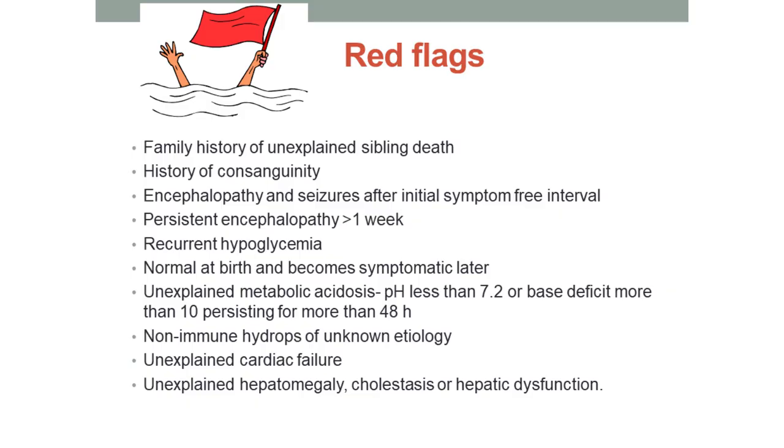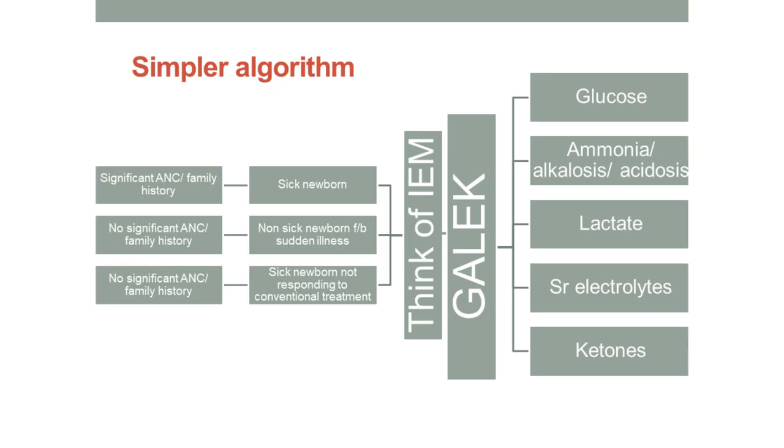So when you see these things, then come down to a simple algorithm. There can be a significant ANC or family history, or there can be no significant ANC or family history. If there is a significant ANC or family history in the form of consanguinity or previous miscarriages, similar history in the family, sudden child deaths, non-immune hydrops, etc., and the newborn is sick, or has been born sick, think of IEM.